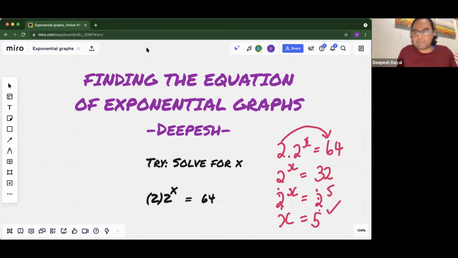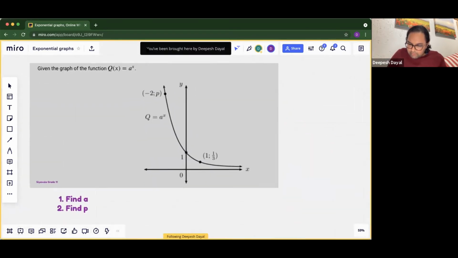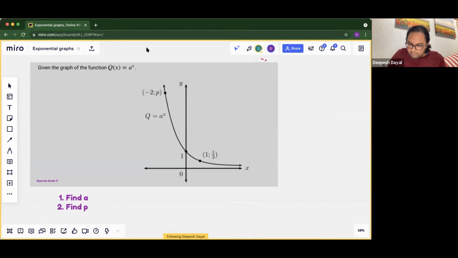Okay, so a to the power x. And this is an exponential graph with some points on it. So we've got some points on the exponential graph. So we've got a to the x and we've got points.